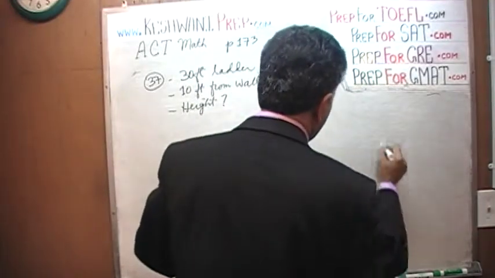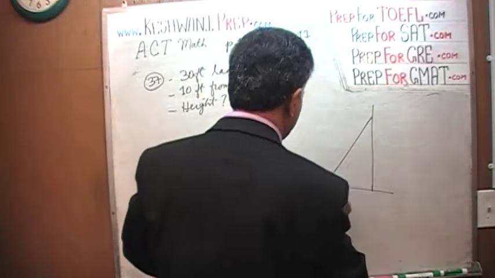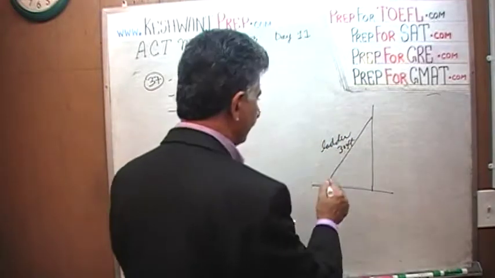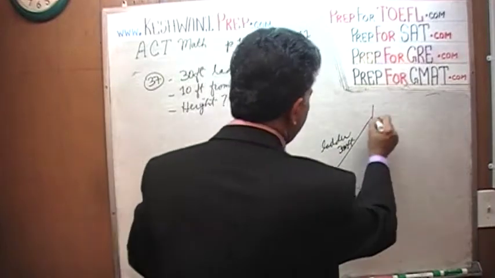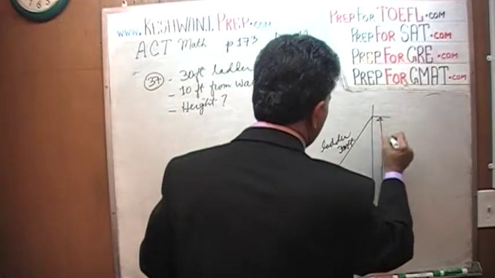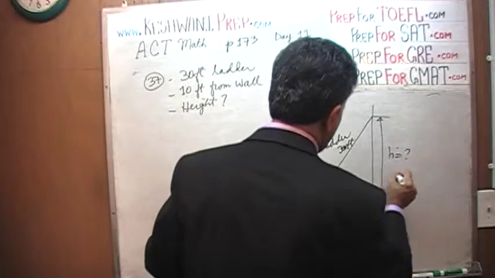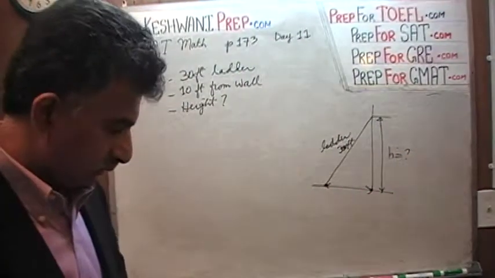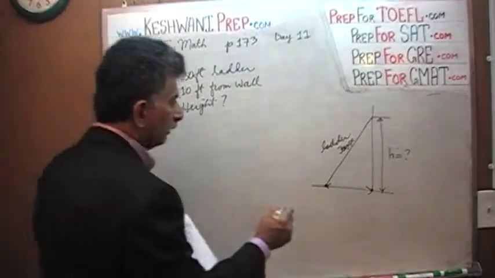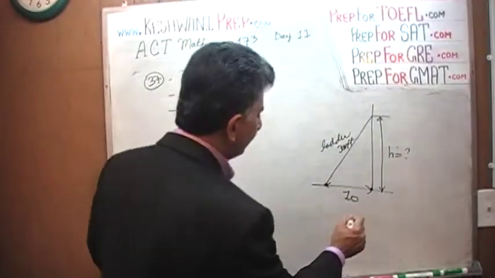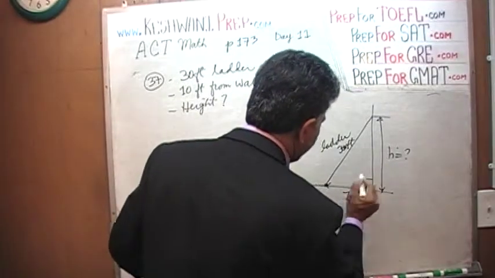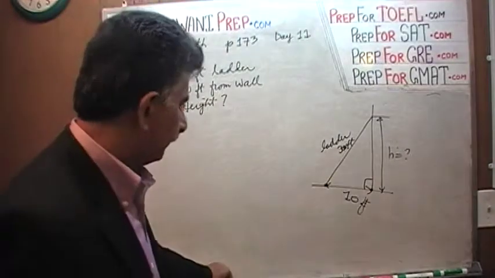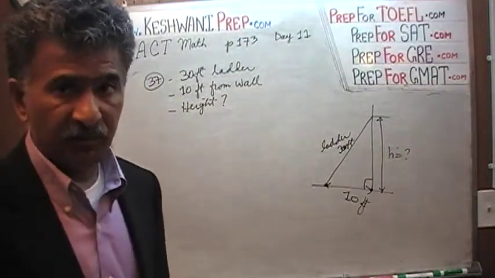So here's our wall. Here is our 30-foot ladder. And the question is, how much is the height? They must have told us how far the ladder is sitting from the wall. Oh, right here, 10 feet from the wall. This is very simple. And of course this makes a 90-degree angle because the wall and the floor are perpendicular. It's a simple application of the Pythagorean theorem.